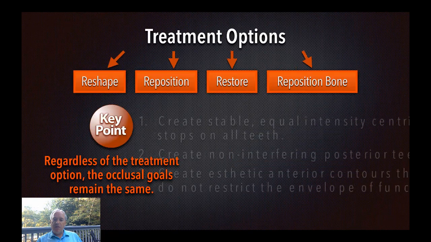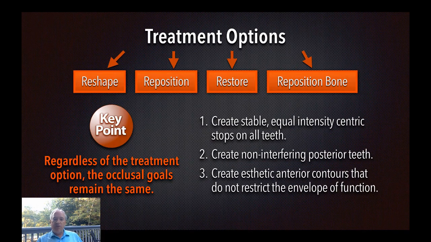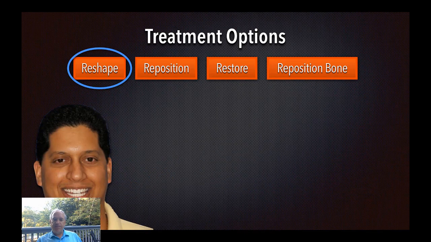stability. And our 4 treatment options are going to be reshaping, repositioning, restoring, or repositioning bone, and building in those requirements of occlusal stability: stable stops in centric relation on all teeth, non-interfering posterior teeth, and then an anterior guidance that's in harmony with the envelope of function, things that we have discussed.